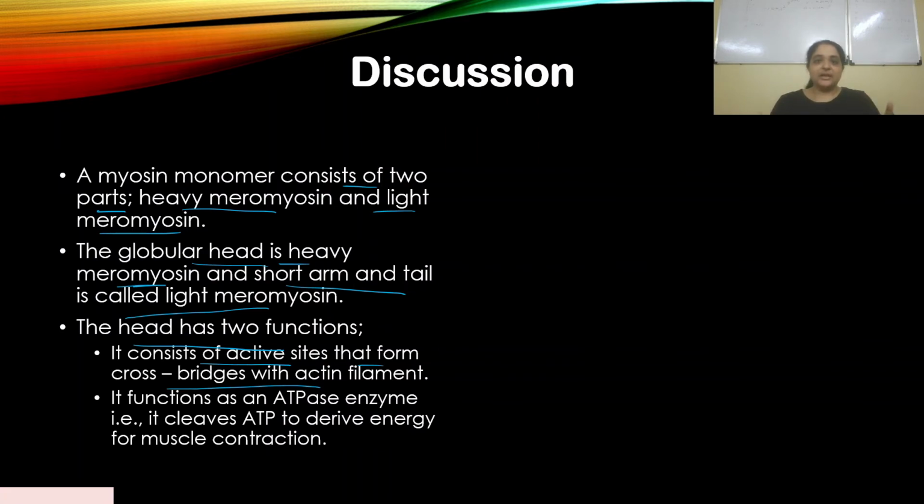Clearly, like I already mentioned to you, you need the power stroke, right? You need to move, so for the movement, obviously you need energy, correct? So the ATPase activity happens there in the myosin head, which converts ATP to ADP. So there are 2 functions of the head. Please remember, this could be a possible MCQ question. What are the 2 functions of the myosin head?